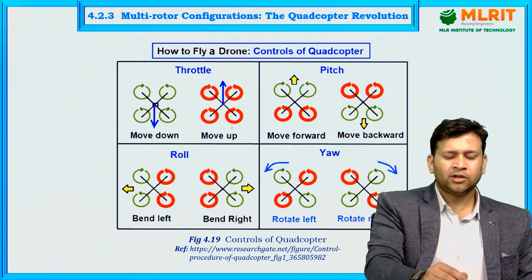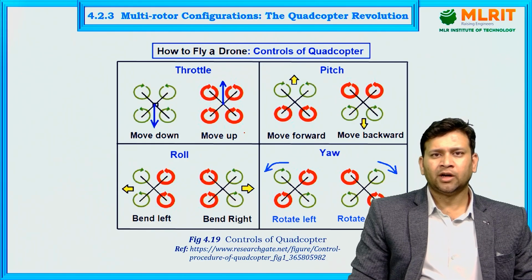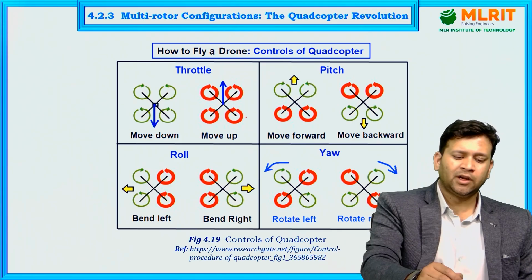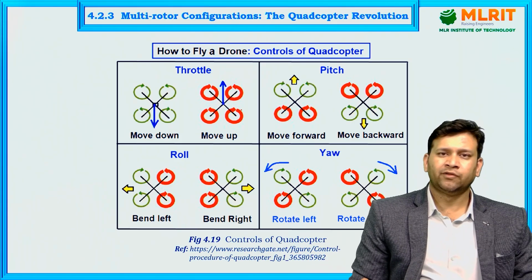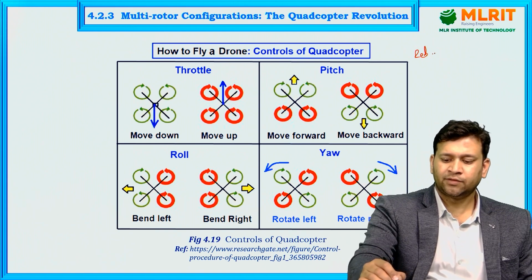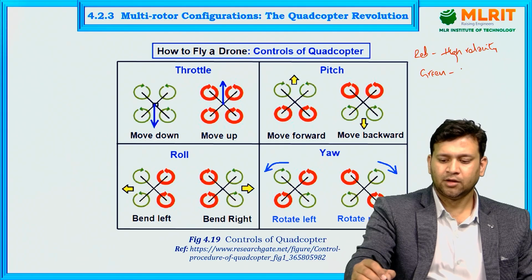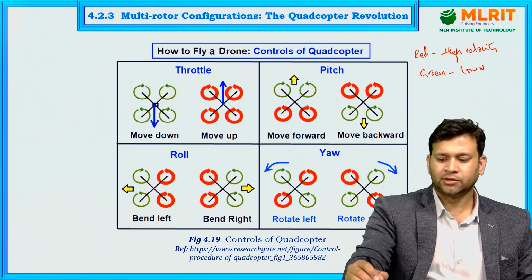So if all the 4 propellers are running at high velocity, then we'll have lift up, and if the velocity is decreased, then it will move down. So red is for high velocity, and green is low velocity or minimum velocity.